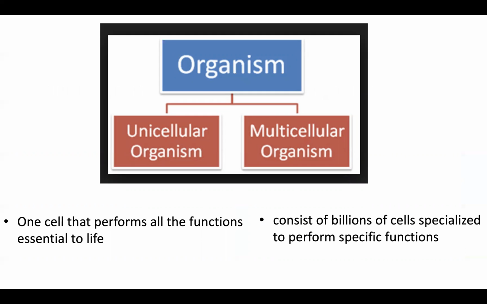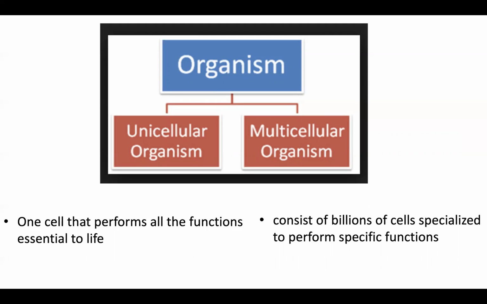Organisms can be categorized as either being unicellular or multicellular, okay? You should be able to distinguish between these two. Unicellular organisms, as that prefix suggests, that prefix uni in biology means what? Or in general, uni means what? One, right? Unicellular organisms contain one cell that performs all of the functions that are essential for life.